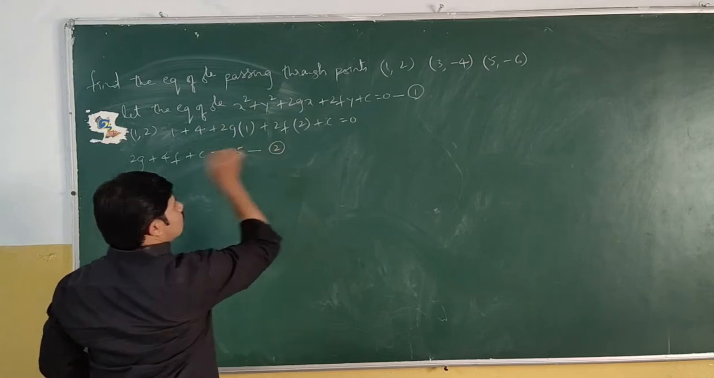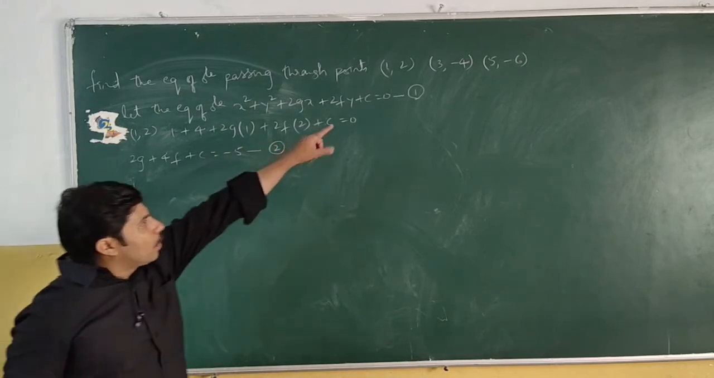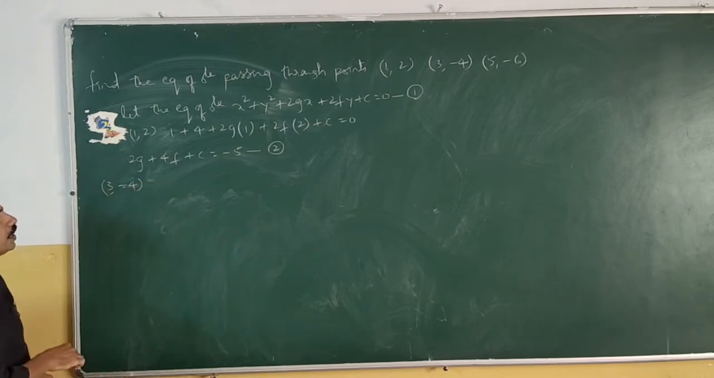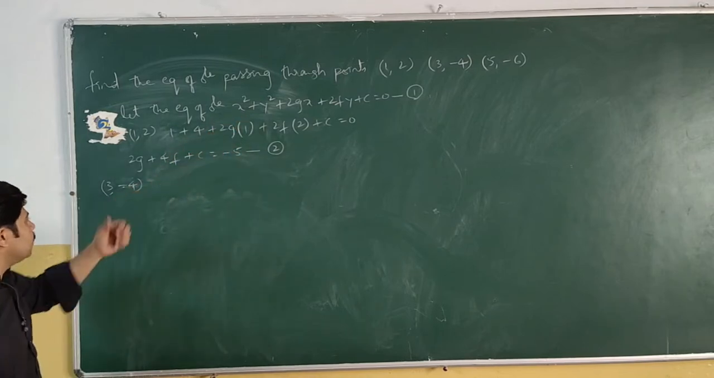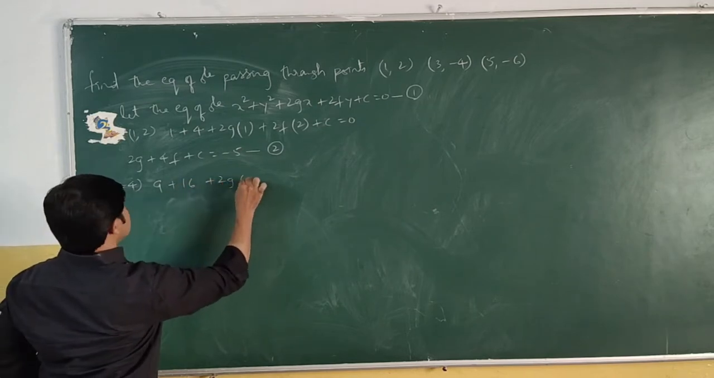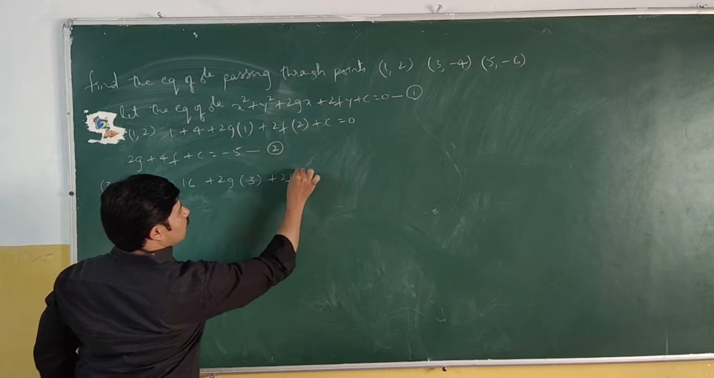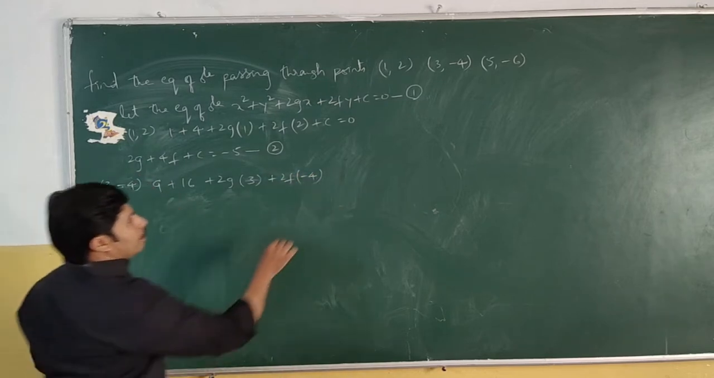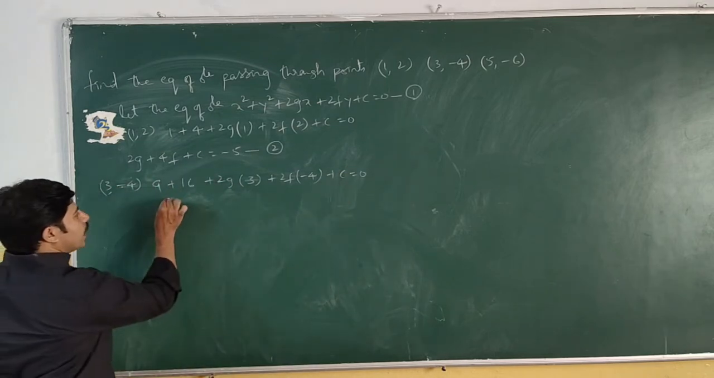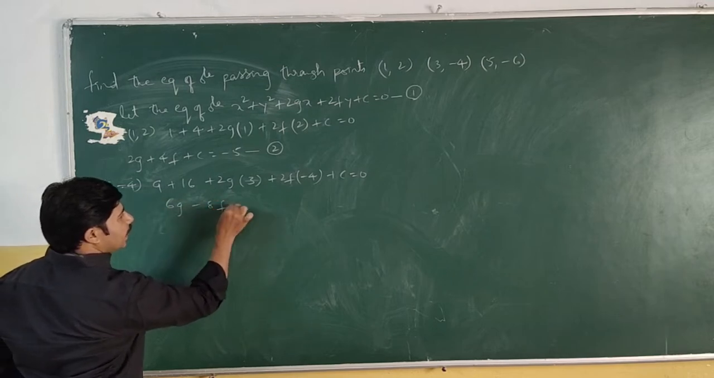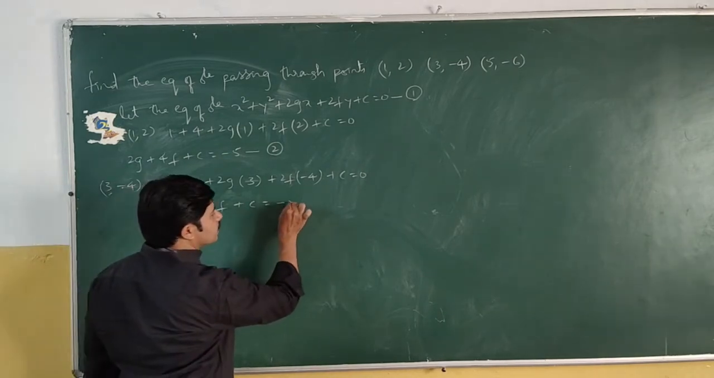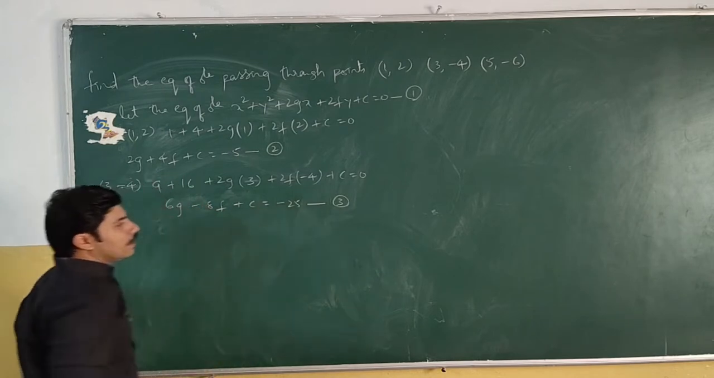This is equation 2. Similarly, the other point is (3, -4). Substituting in equation 1, instead of x and y, 3 and -4. So 3 squared, 9, plus (-4) squared, 16, plus 2g into 3 plus 2f into -4 plus c is equal to 0. So we get 6g - 8f + c = -25, after transposing 9 plus 16, 25, to the other side. Equation number 3.